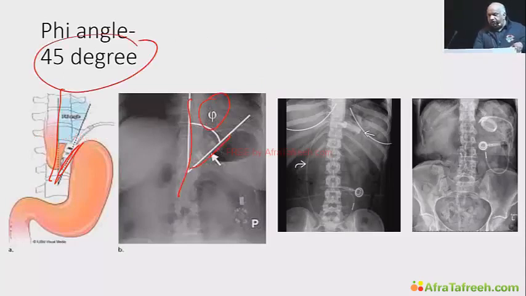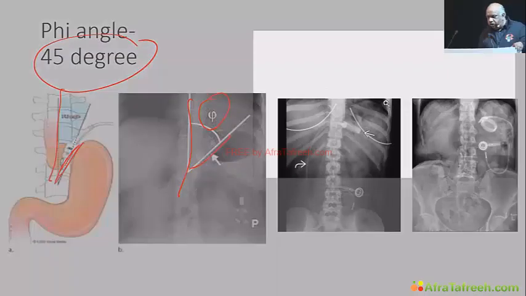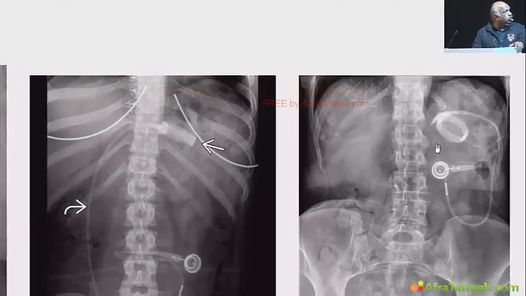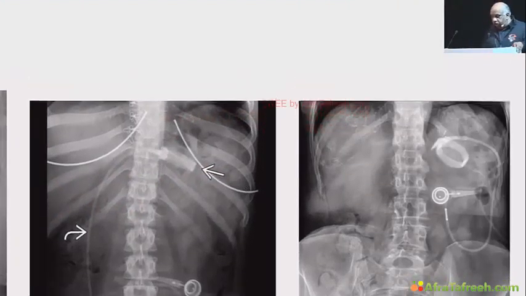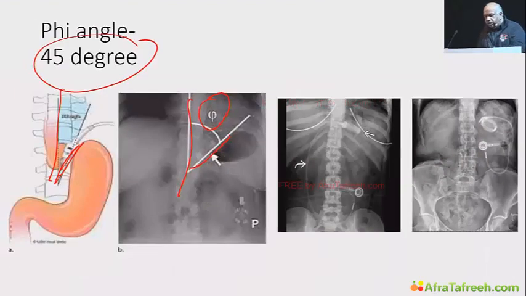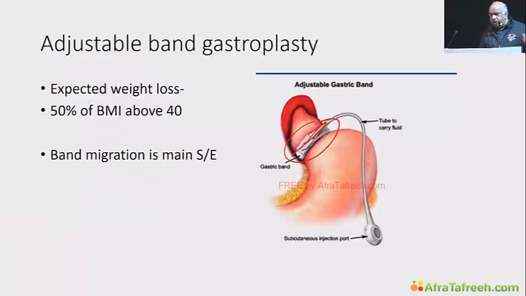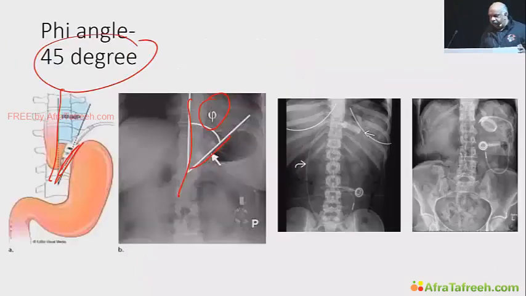This should be 45 degrees. Like these two X-rays, this one, the angle should have been here, 45 degrees. It's an obtuse angle with the vertical line. This one as well, I can see the O, these are migrated bands. So band migration is the most common complication. And this you can very well know by X-rays only with phi angle. What is phi angle? Phi angle is the angle of the band with the vertical line.